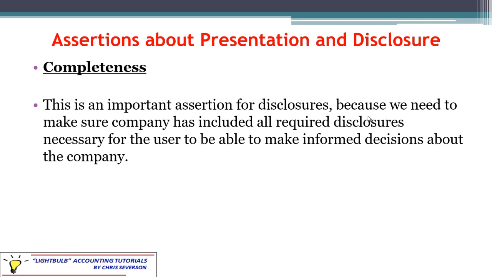Completeness, so this is an important one for the disclosures because we want to make sure the company has included any required disclosure that the user would need to be able to make a good decision about the company. So there are a lot of requirements under GAAP for what needs to be disclosed. If they found any errors in prior years, those need to be disclosed. If there were sometimes changes in fair value of the assets, some of those need to be disclosed. Any change in methodology needs to be disclosed. So completeness is perhaps one of the most important ones for presentation and disclosure.